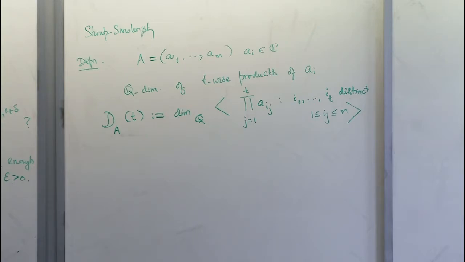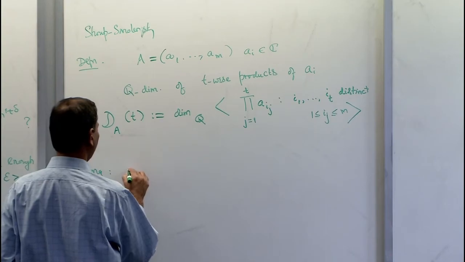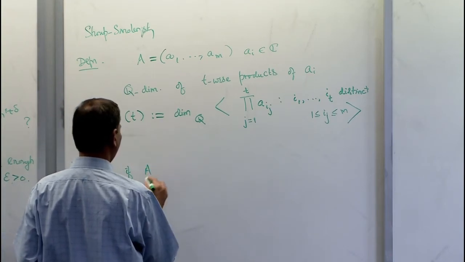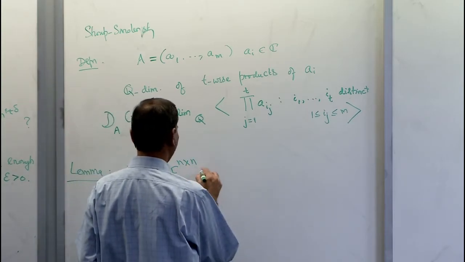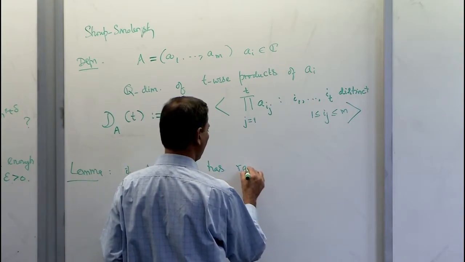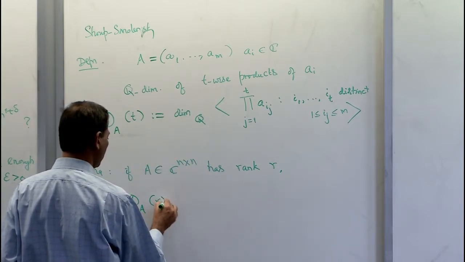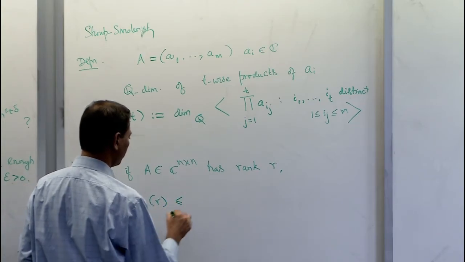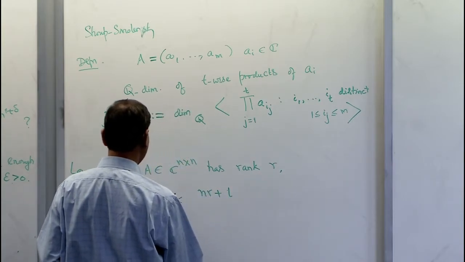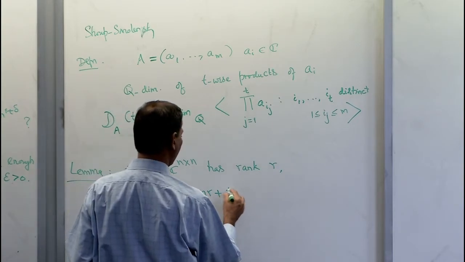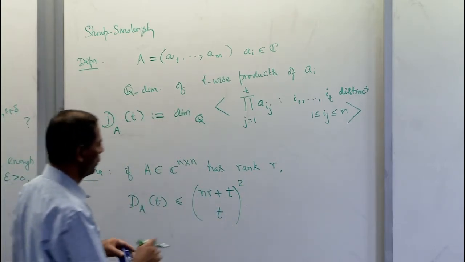Now, why is this interesting? One little lemma that you can easily prove is: if A, now thinking of it as a complex matrix, has rank R, then this quantity is at most (nR) to the t, where R is the rank.